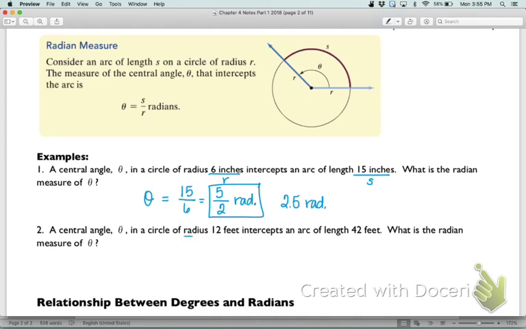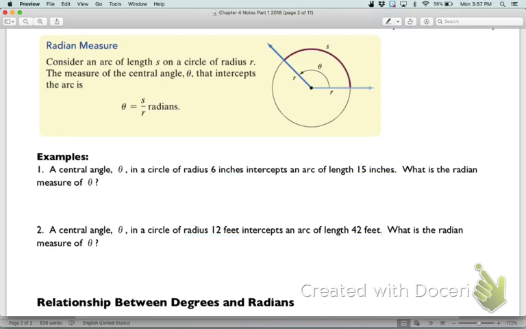So for number 2, here's our radius, 12 feet. Here's our arc length, that's S. So theta is equal to 42 divided by 12, which is, let's see, I think we can divide them both by 3, maybe 14 times, 14 thirds radians. I think that's right. 21 over 6, 14 thirds. Now, sorry, fourths, not thirds. I can get out a calculator.